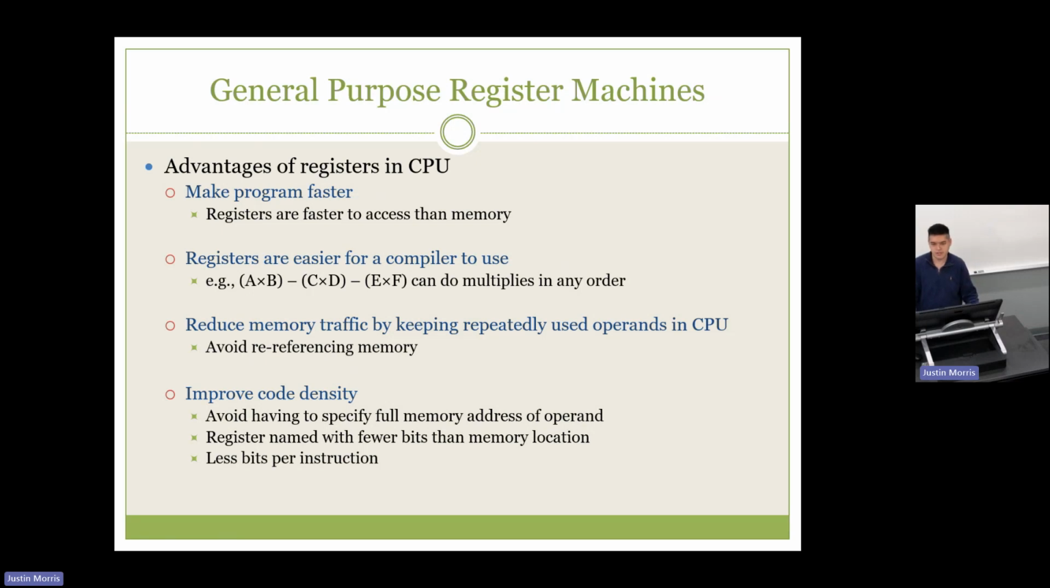Minus 1, because then it would be 31. So yeah, 0 through 31, so 2 to the 5, right? So I need 5 bits, rather than if I have a full memory address location, I need 32 bits. So that is how we have improved code density, because we have fewer bits for instructions.